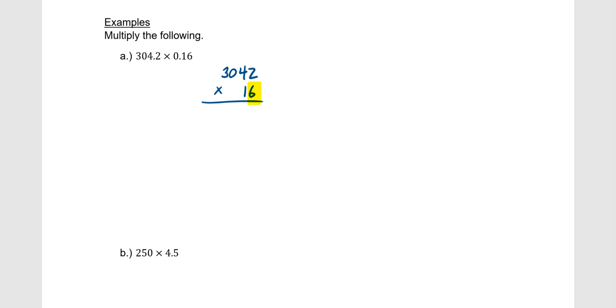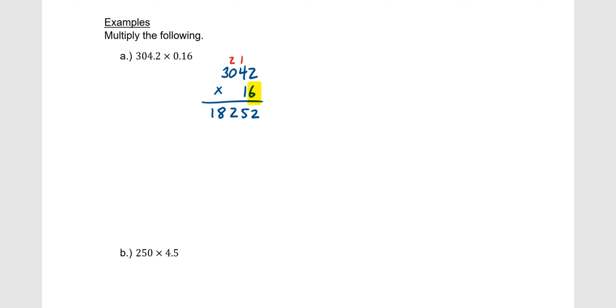So 6 times 2 is 12. So that would be 2, and then carry that 1 over here. 6 times 4 is 24, plus that 1 is 5. So put the 5 right there. Carry the 2 up here. 6 times 0 is 0, plus the 2 is 2. And then 6 times 3 is 18.